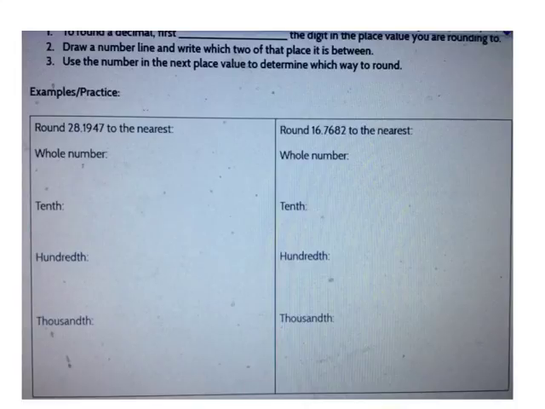Now let's dive into today's lesson. We're going to talk about rounding numbers to any place. To round a decimal, first, underline the digit in the place we're rounding to. Then we can draw a number line to write which two numbers it's between, and we'll use the number in the next place to determine which way to round.